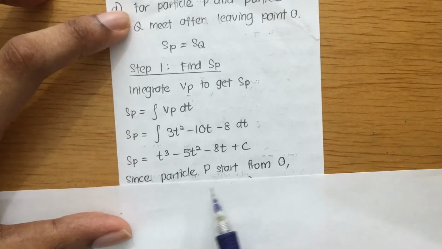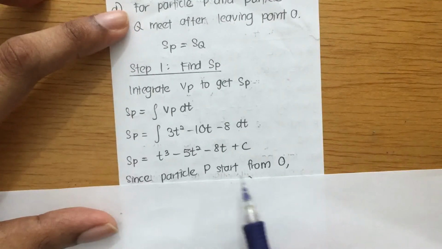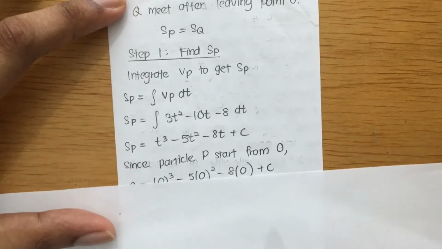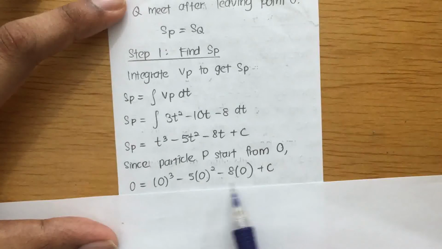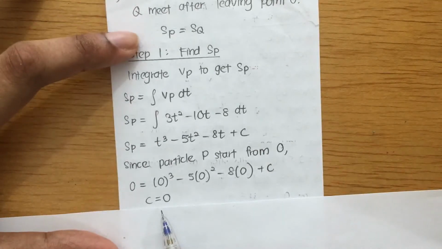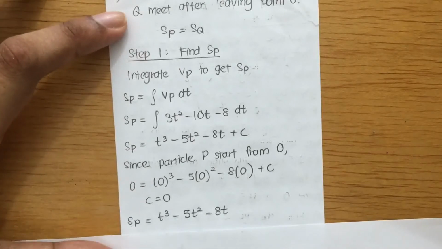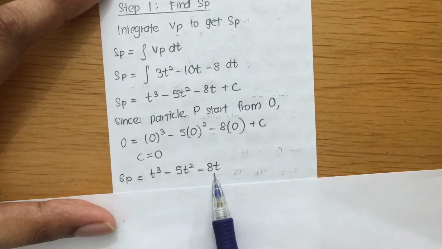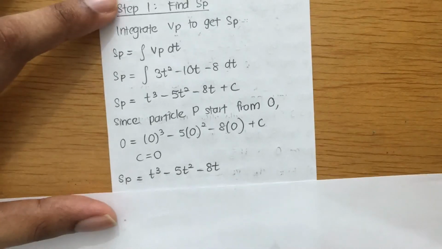So from here you get Sp equals t cubed minus 5t squared minus 8t plus c. Since particle P starts from point O, when t is equal to 0, Sp will be equal to 0, guys. So everything will become 0, plus c. So from here you get c is equal to 0. Therefore, you get the displacement P is equal to t cubed minus 5t squared minus 8t. So this is your first step.